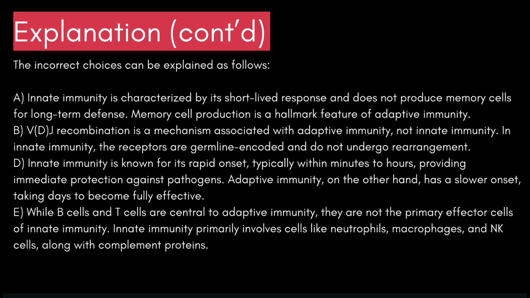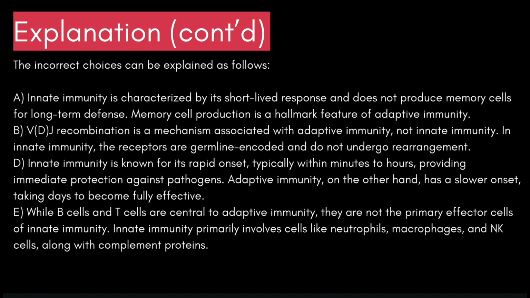Innate immunity is characterized by its short-lived response and does not produce memory cells for long-term defense. Memory cell production is a hallmark feature of adaptive immunity, not innate immunity. VDJ recombination is a mechanism associated with adaptive immunity, not innate immunity. In innate immunity, the receptors are germline encoded and do not undergo rearrangement.